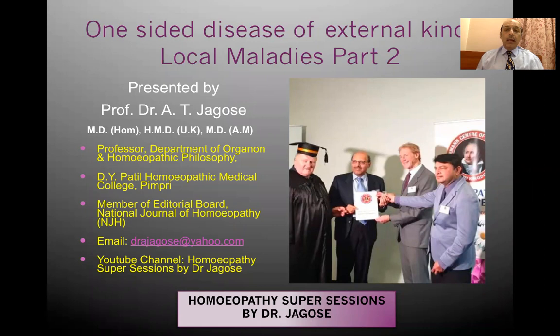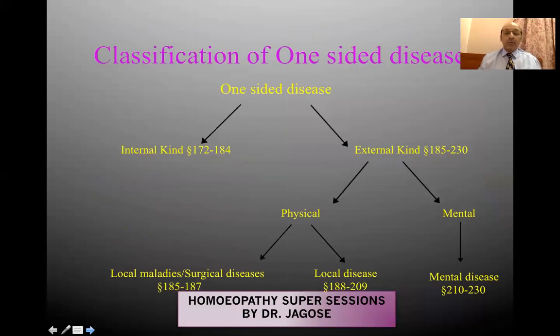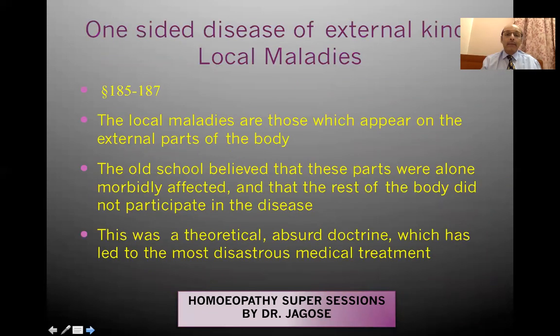Today, I'll be doing the second part of one-sided disease of an external kind, that is local maladies. Just to recap the classification of one-sided disease: it is divided into two main parts, internal kind and external kind. Then the external kind is again divided into physical and mental. Physical is further subdivided into local maladies or surgical disease, and local disease, and mental is divided again into the mental disease. So today we'll see something about local maladies.